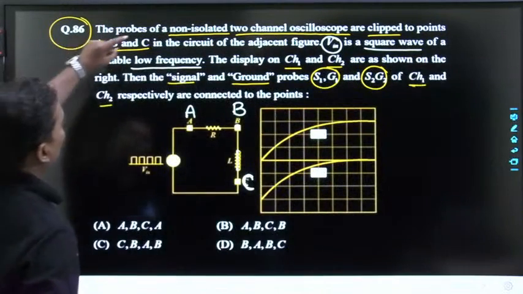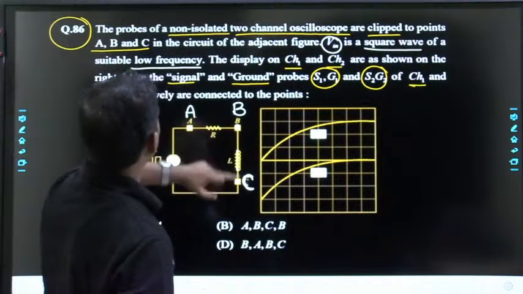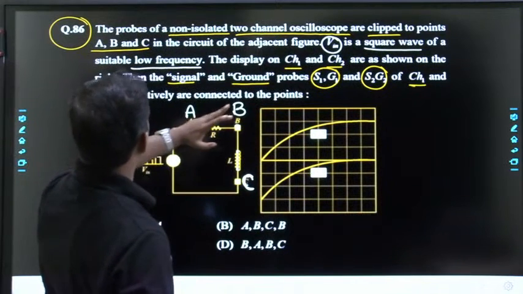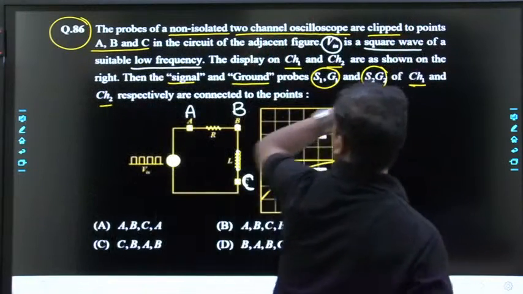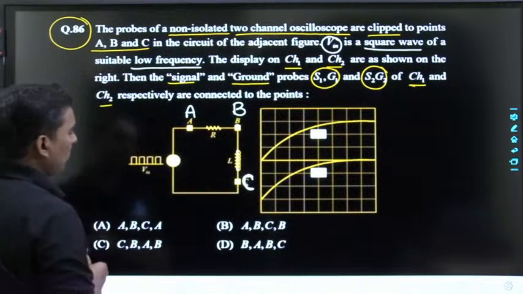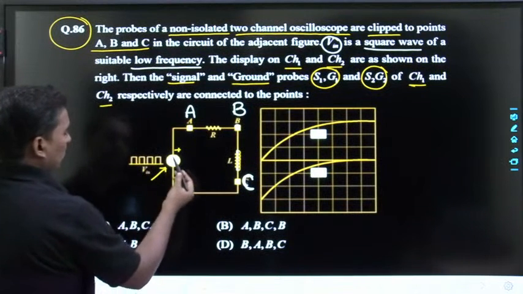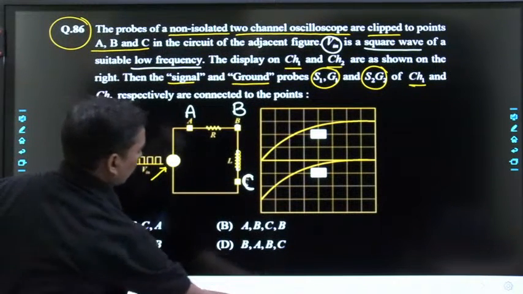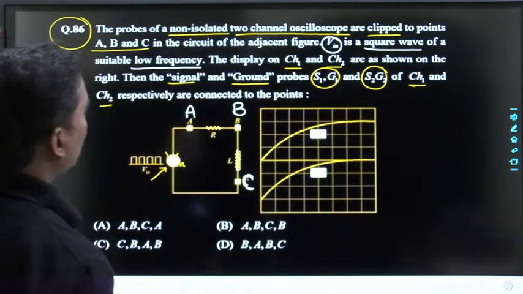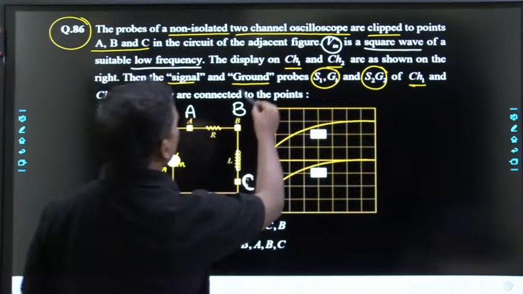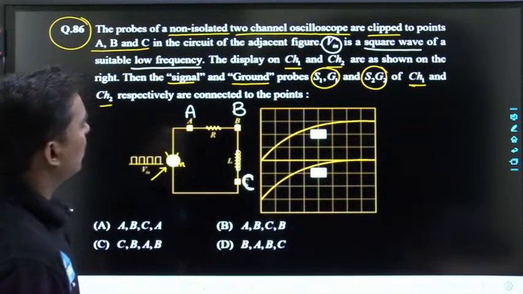So the probes of a non-isolated two-channel oscilloscope are clipped to points A, B and C in the circuit of the adjacent figure. V in is a square wave of a suitable low frequency. So this is the V in signal. The display on channel 1 and channel 2 are shown by the waveforms. Then the signal and ground probes S1, G1 and S2, G2.